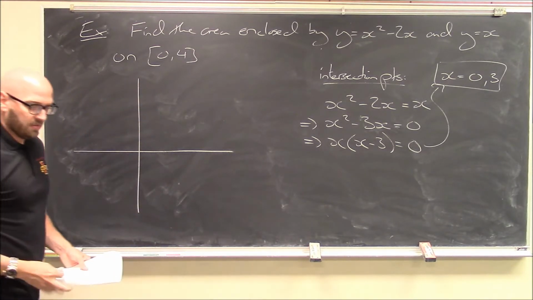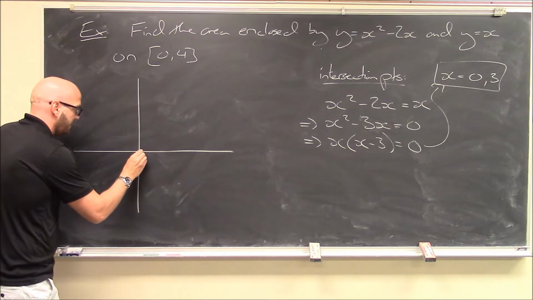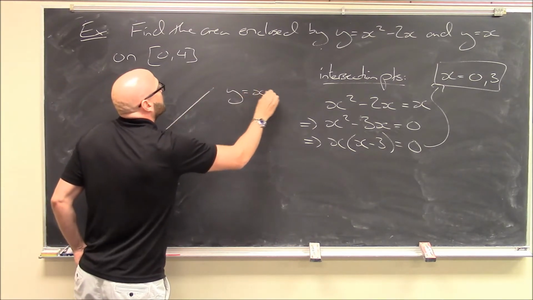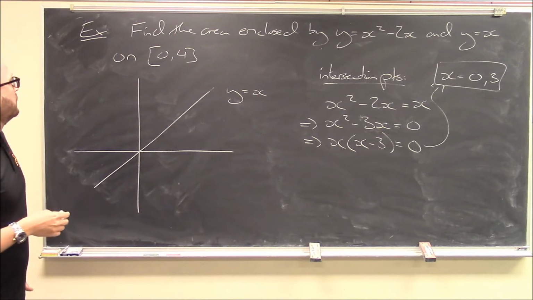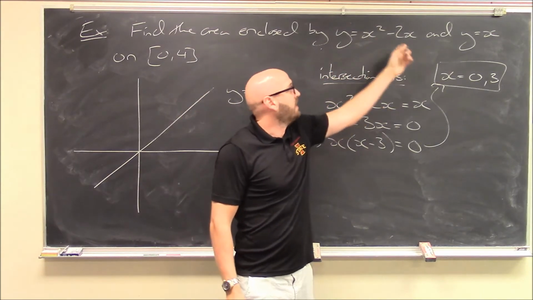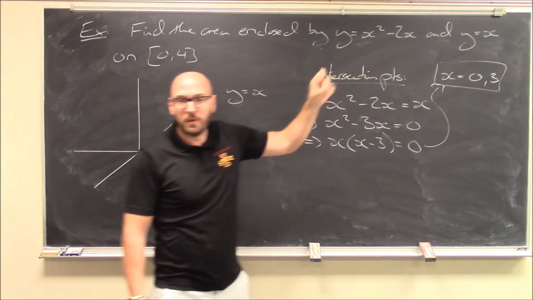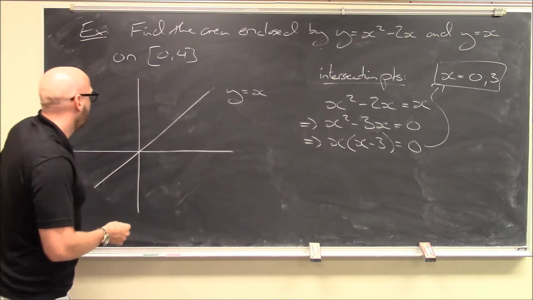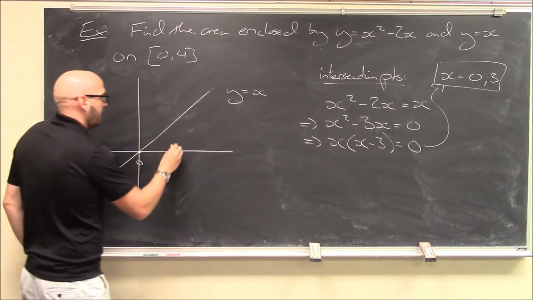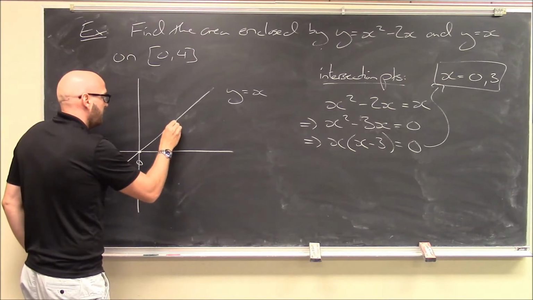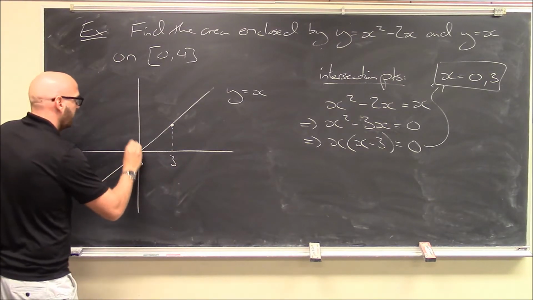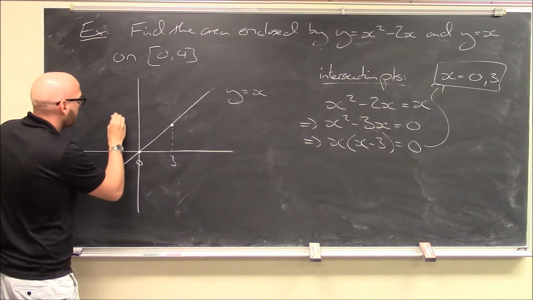So let's attempt to graph this. Y equals x, no problem. Straight line through the origin. What about this other curve? Again, quadratic function, so it's a parabola. Coefficient in front of x squared is positive. It's an upward opening parabola. And it cuts through this curve at x equals 0 and x equals 3.